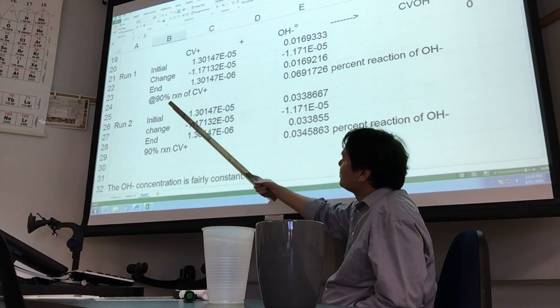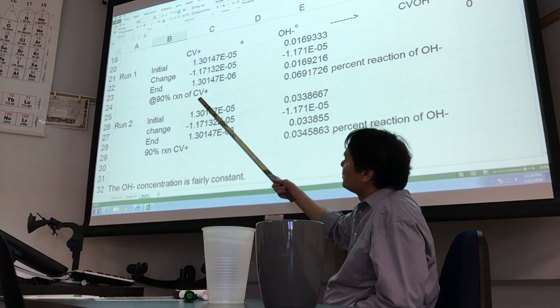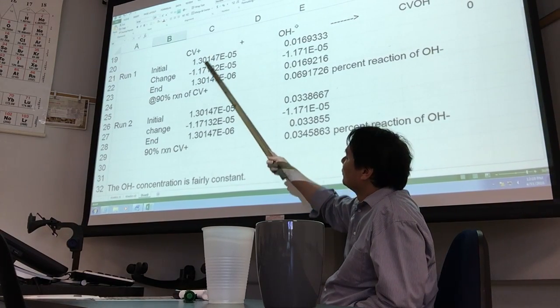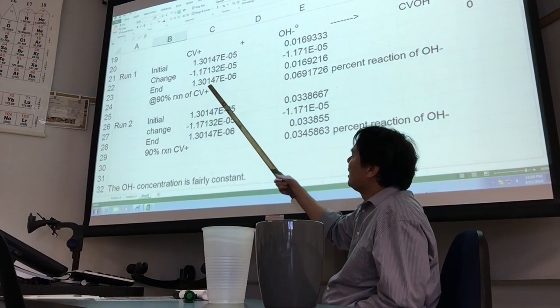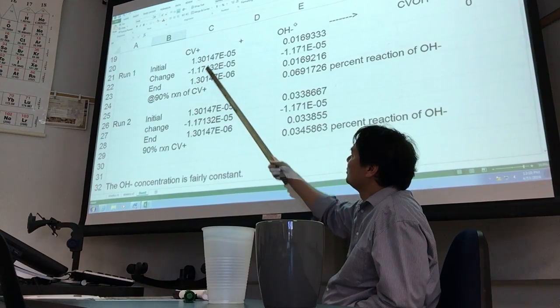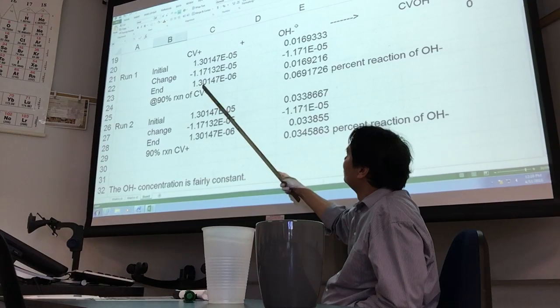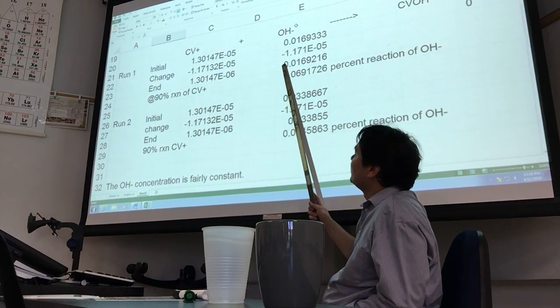So what we're going to do is assume, let's say, 90% reaction of the crystal violet. So this would be minus 0.9 of the initial. We're going to end up with 10% left, that is 0.1 times initial left. And so when we have 90% of the crystal violet consumed, how much of the hydroxide do we consume?